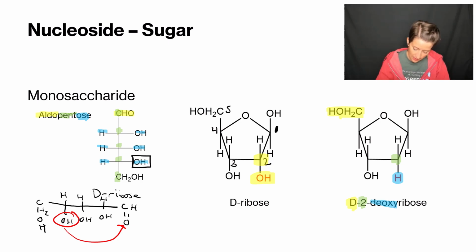However, we still have this ribose as that 5-carbon sugar. So we look at carbon 2. If it has an OH group, excellent, it's ribose. If it does not have that OH group, it is deoxyribose. So ribose is going to be used in RNA, and deoxyribose is going to be used in DNA.